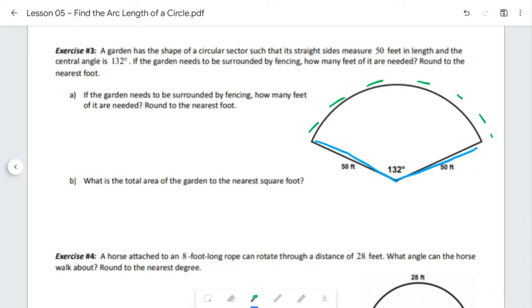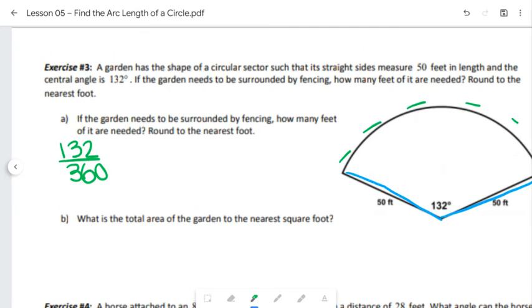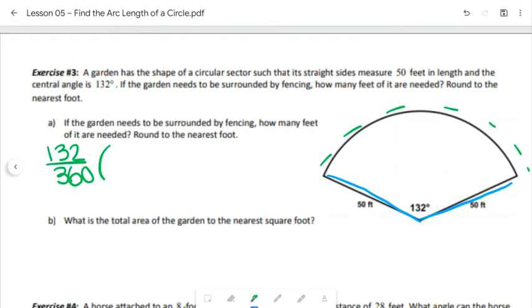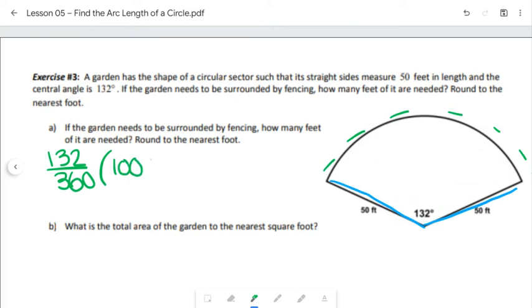As we look for that fencing all the way around, same kind of concept, right? We take the 132 over 360 because that's going to be the proportion of the arc length that I want. Remember, the circles are always similar, so they're going to be in that kind of proportion. Now, I just multiply it by the circumference of the whole circle. I know that 50 feet is my radius in here. Since 50 feet is my radius, that means 100 would have been my diameter, or 2 times the radius, for pi. And we want it to the nearest foot, so I'm just plugging it right in.